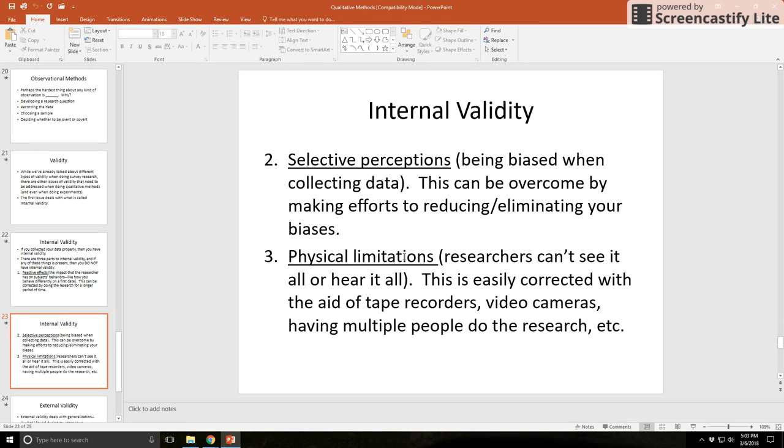Selective perceptions. Let's talk about both of them, physical limitations and selective perceptions. How do you record it all? How do you see it all? What do you notice? Maybe you're being a little selective. Maybe you like people with red hair or don't like people with red hair, so you pay attention to them more or less. How do you record things? There's certainly going to be some problems. If I'm studying a crowd of 50, but I'm only focusing on 6 people, what about the other 44 people? I'm not collecting data on them.